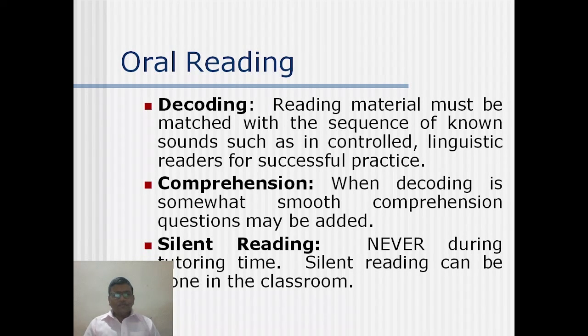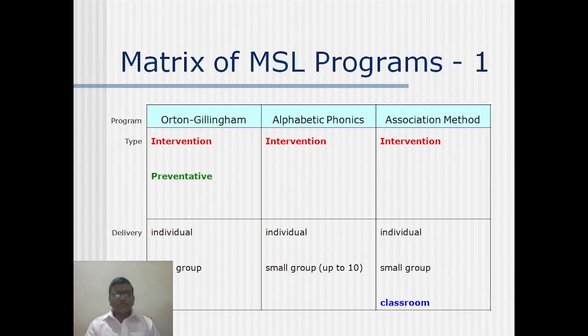Oral reading. Here the 3 components are: the first one is decoding. Reading material must be matched with the sequence of known sounds, such as in controlled linguistic readers, for successful practice. Comprehension. When decoding is somewhat smooth, comprehension questions may be added. Silent reading. Never during oral reading time. Silent reading can be done in the classroom.